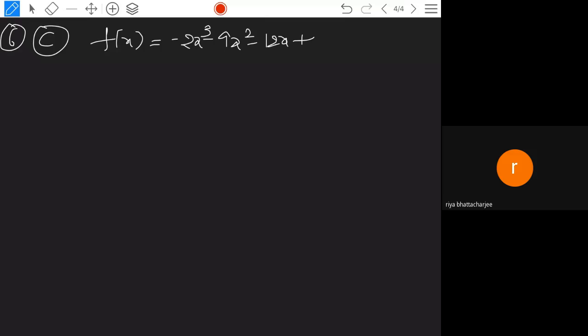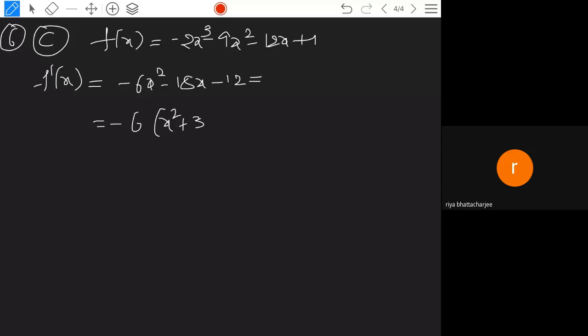Sixth problem, part C, if you take into consideration, f of x is equal to, the given function is minus 2x cube minus 9x square minus 12x plus 1. So f dash of x is equal to, in this case you are going to get minus 6x square minus 18x minus 12. From this you take minus 6 common, then you get x square plus 3x plus 2, which is minus 6 times x plus 1 into x plus 2, isn't it?